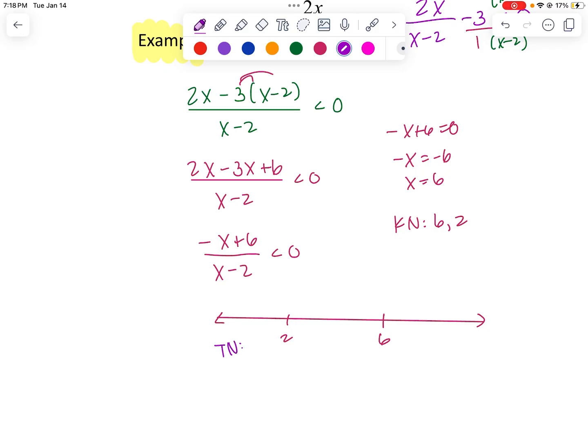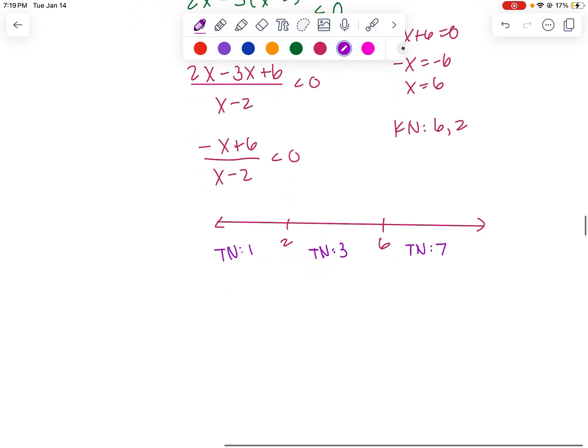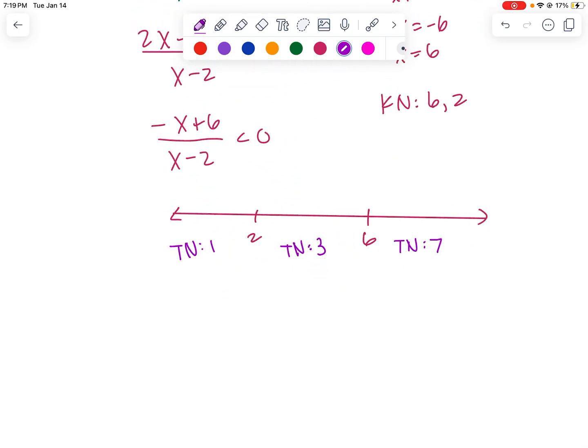So my first one is going to be 1. Second one, let's make it 3. Third one, let's go ahead and make it 7. Okay, so let's plug it in. If I plug in 1, negative 1 plus 6 is a positive. 1 minus 2, negative. Overall gives me a negative. If I plug in 3, negative 3 plus 6 is a positive. 3 minus 2 is a positive. Overall gives me a positive. If I plug in 7, negative 7 plus 6 is a negative. So overall gives me a negative.